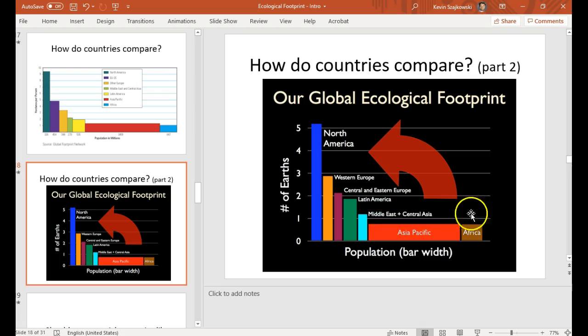So this is just another example of a similar situation, a similar graph. This one here on this axis now is about number of Earths, right? So the way that North Americans live, we would need 5 Earths to provide the resources if everybody lived the way that we do in North America.